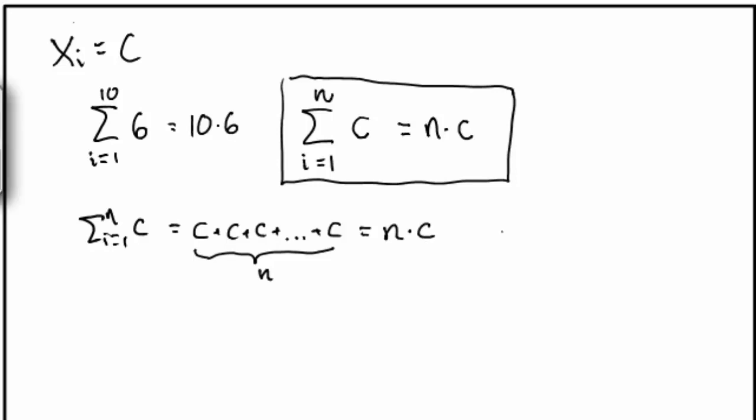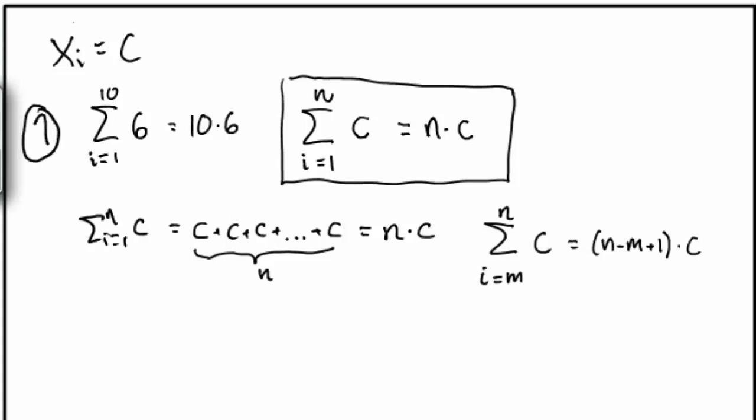In the same way, if I let the sum start at some other number such as m, and I go all the way to n, and I sum a constant, then I will have n minus m plus 1 terms here, because it starts at m, next one is m plus 1, goes all the way to n, in total n minus m plus 1, and that should be multiplied by c. So this is the first rule using summation sign.